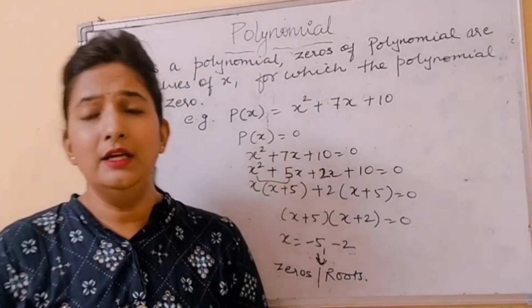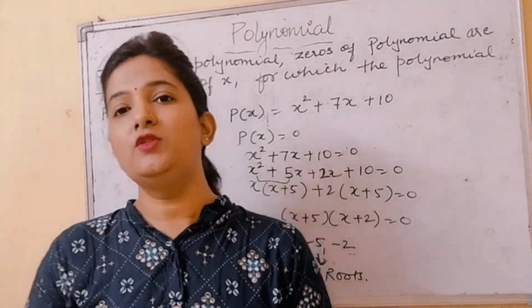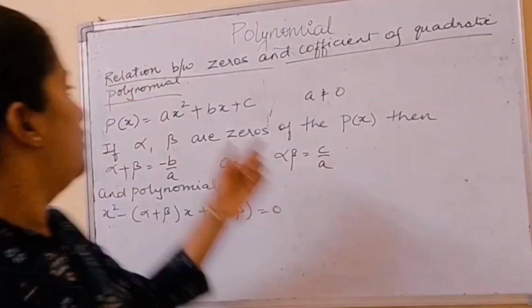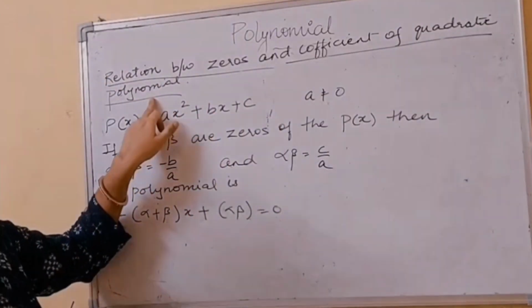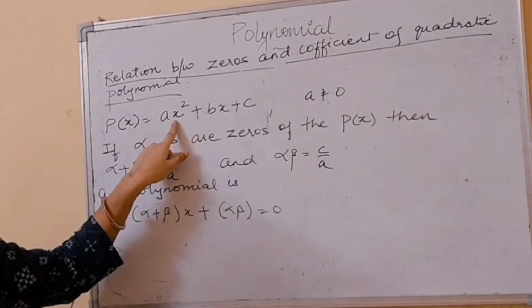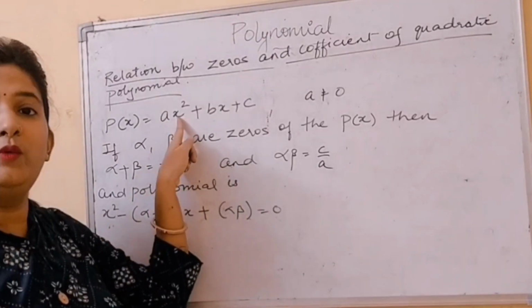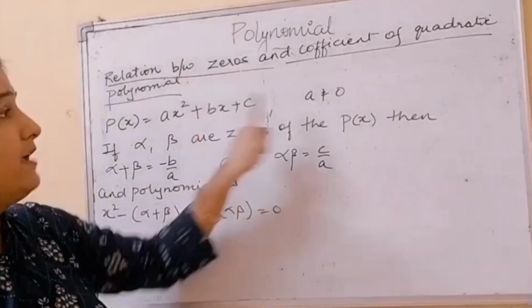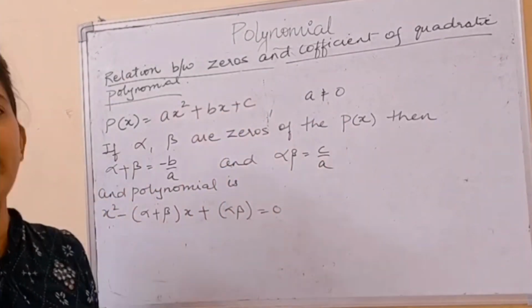Next we will learn what is the relation between the zeros of the polynomial and the coefficients of the polynomial. So next we will see the relation between the zeros and the coefficients of the quadratic polynomial. Quadratic polynomial means a polynomial in which the highest power of the variable is 2. I can see here the highest power of the variable x is 2. In the same way I have also mentioned that a cannot be equal to 0, otherwise it will not be a quadratic equation, right?